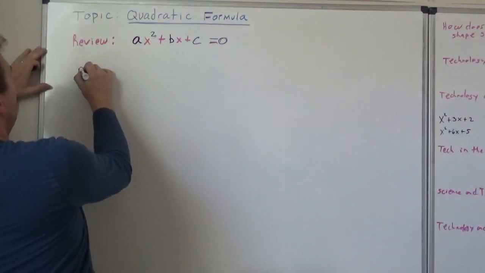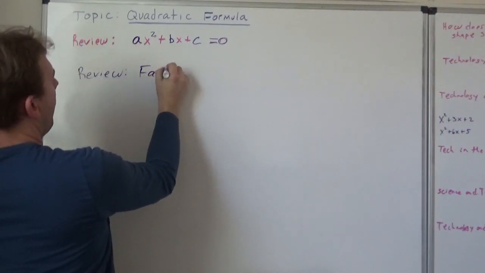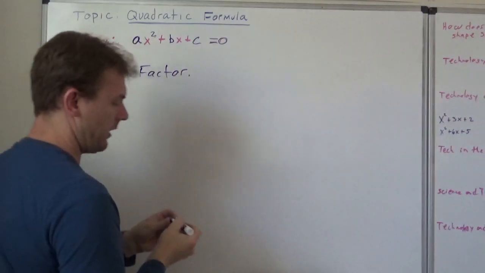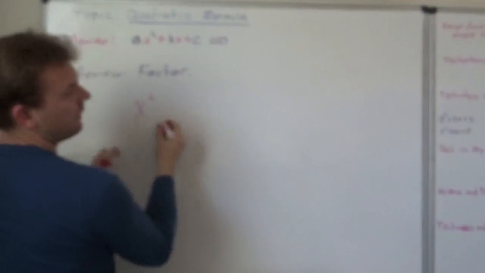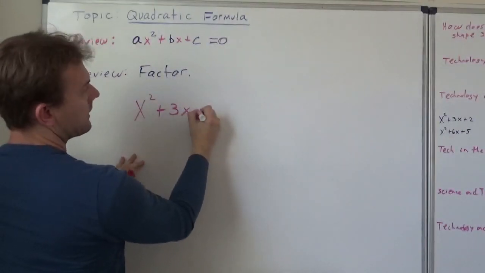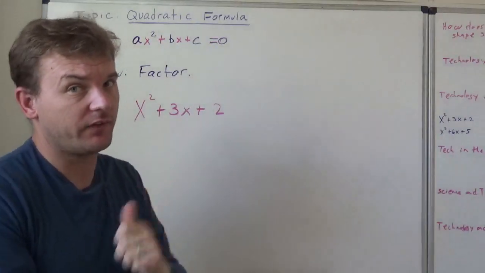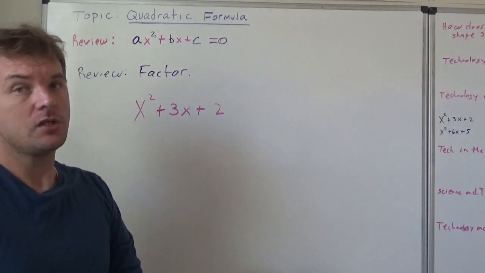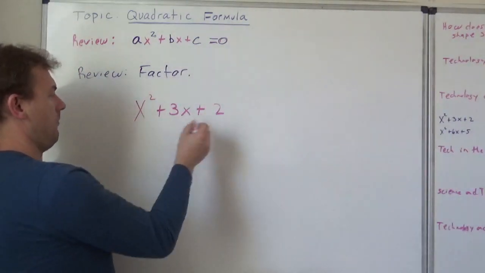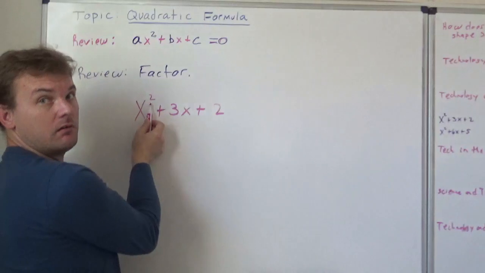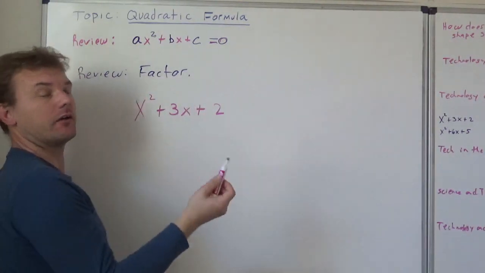So let's review. I want to factor. And I want to factor this one. X squared plus 3x plus 2. I want to factor that. And you should remember how to factor this. So does this factor? Well, remember how to do it? Is it quadratic? Is it descending order? Factor it.